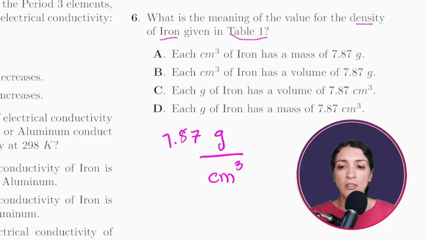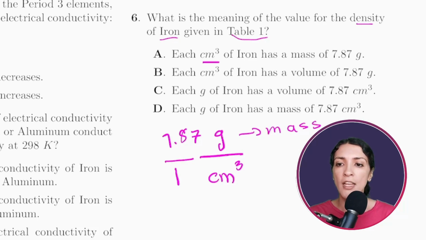Now, this is where the test makers are expecting you to draw on your general knowledge of units. Grams corresponds to mass, and 7.87 grams per centimeters cubed means 7.87 grams per 1 centimeters cubed, because 7.87 is the same as 7.87 over 1. So the choice that tells us this is choice A, where each centimeters cube of iron has a mass of 7.87 grams.